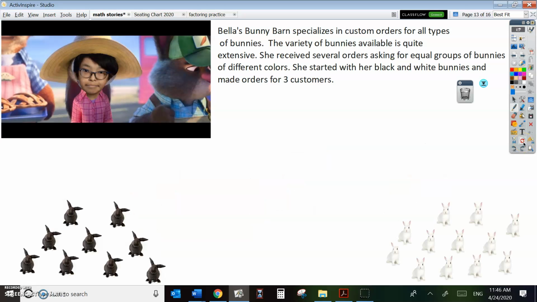You know altogether that there are 9 black bunnies plus 12 white bunnies. You know that Bella had 3 customers, so what she did was divide the number of bunnies by the number of customers. So 3B plus 4W, because 9 divided by 3 is 3, and 12 divided by 3 is 4.